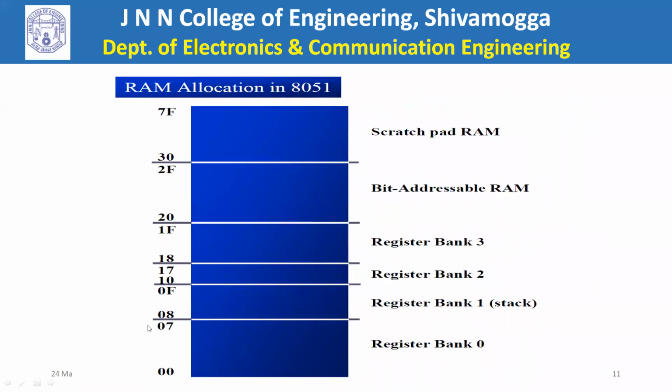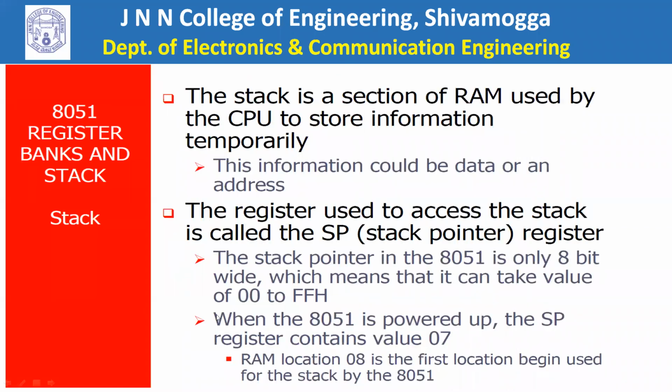What is the meaning of that? See, stack pointer is pointing here. When you are storing a new byte into the stack, for example, you are pushing data, stack pointer is incremented by 1 and the data is copied into this location. So the very first byte copied into the stack goes to location number 8. At the beginning, stack pointer is pointing to 7. When you execute an instruction called push, stack pointer is incremented by 1 and the data is copied into location 8. That is the first data, which starts from location 8.